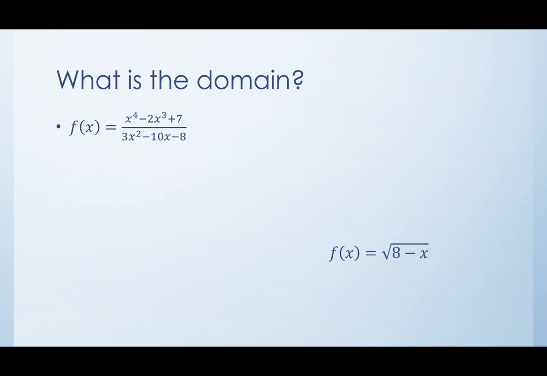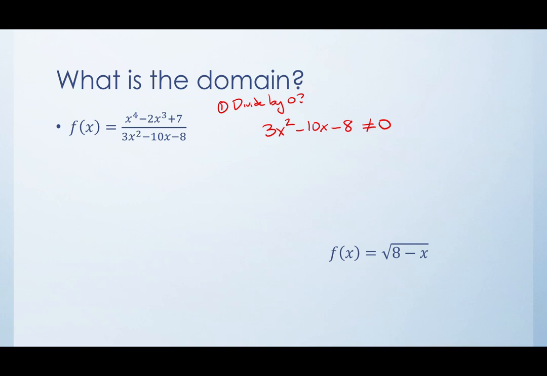All right, so next up we've got a little bit of a, looks like I might have thrown you in the deep end here, right? So we do have some x's in the denominator. We do need to worry about potentially dividing by 0. So again, we're going to take the denominator, 3x squared minus 10x minus 8, and say I can't have that equal to 0. How am I going to solve this?